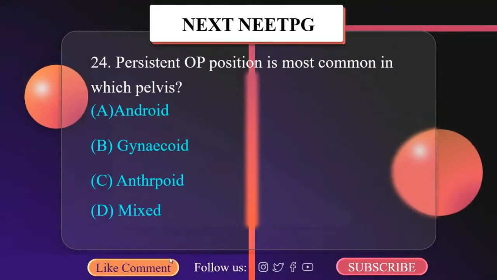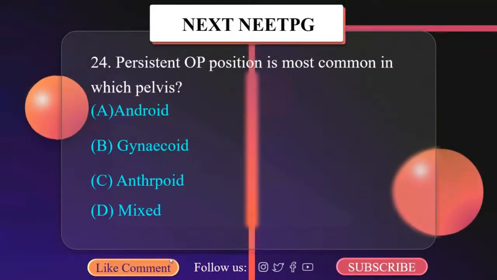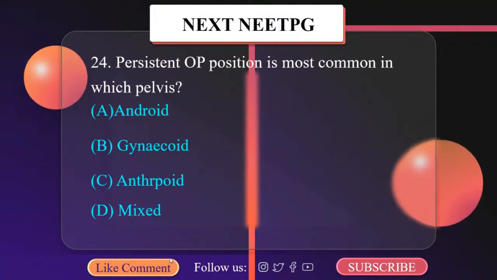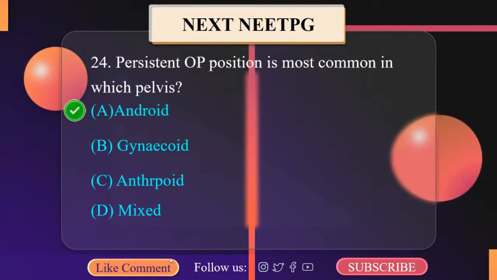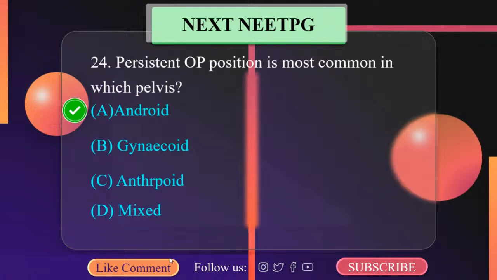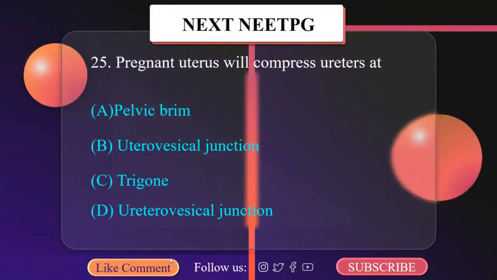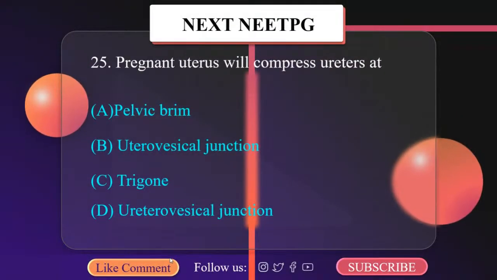Persistent occipito-posterior position is most common in which pelvis? A. Android, B. Gynecoid, C. Anthropoid, D. Mixed. Well, it is android pelvis. There is persistent OP position, occipito-posterior position.